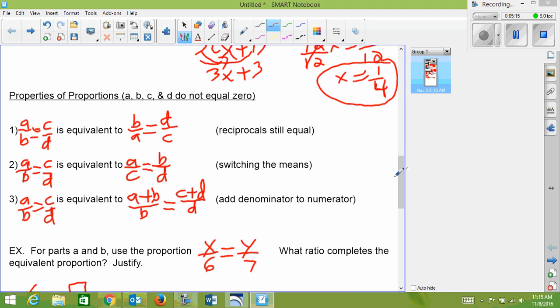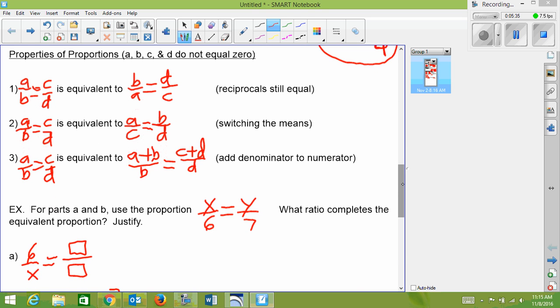The third one, A over B equals C over D, is equivalent to A plus B over B equals C plus D over D. What am I doing there? I'm adding the denominator, the bottom number, to all of the numerators, which is the top number. They're still going to equal each other because I'm doing the same thing to both sides.